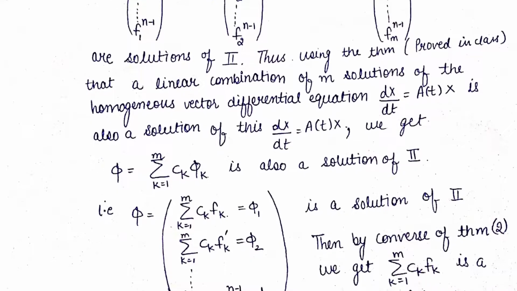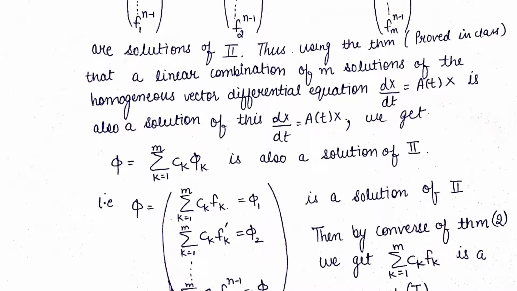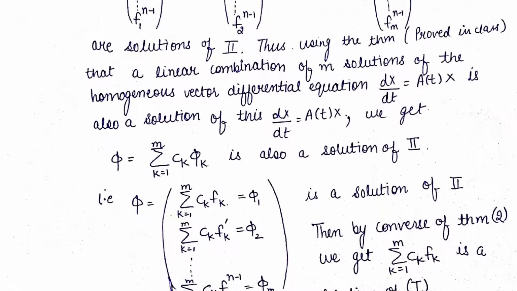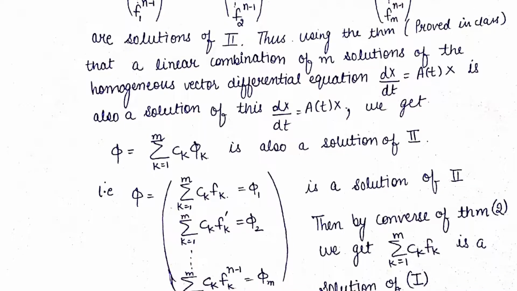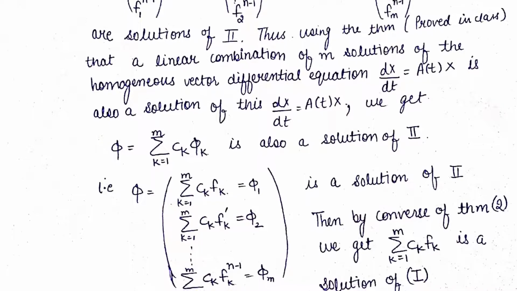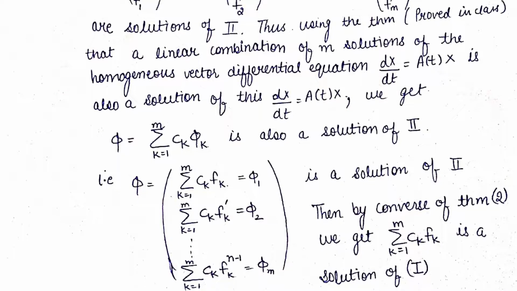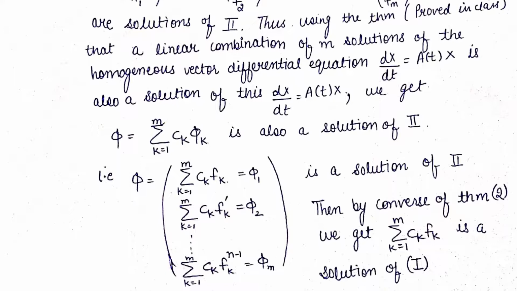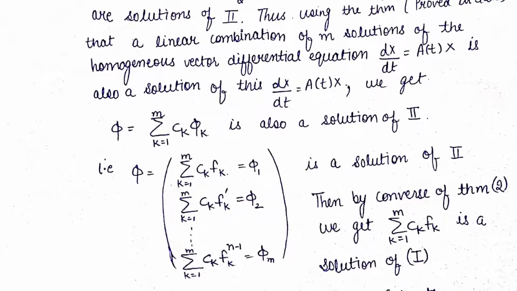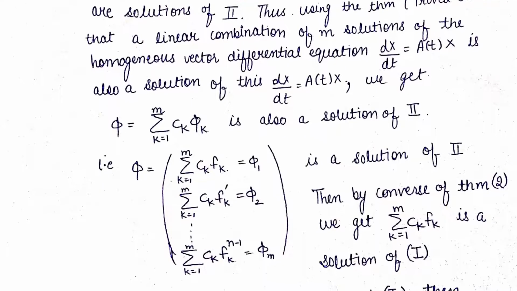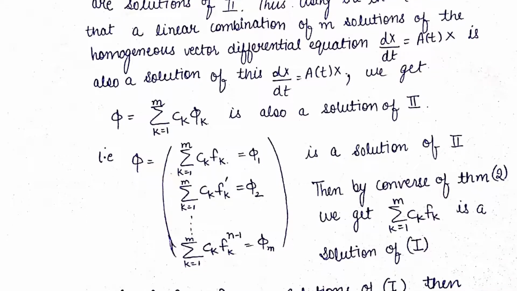And if we write this solution component-wise, we get that the first component of phi is phi 1, which is equal to the summation of ck fk, k from 1 to m. The second component phi 2 is given by the summation of ck fk dash, k from 1 to m. Similarly, the third component is given by phi 3, which is equal to the summation of ck fk double dash, k from 1 to m. And the last component of this phi is given by phi n, which is equal to the summation of ck times the (n-1)th derivative of fk, k from 1 to m.